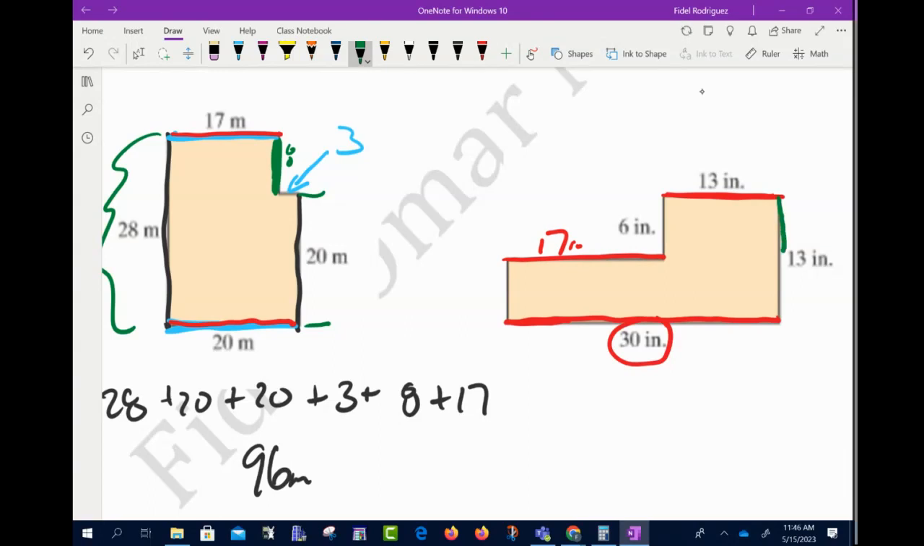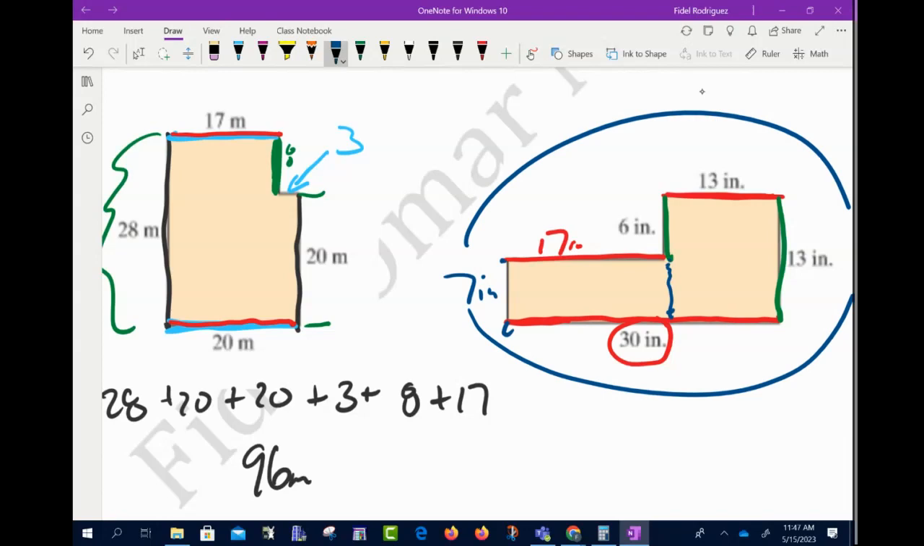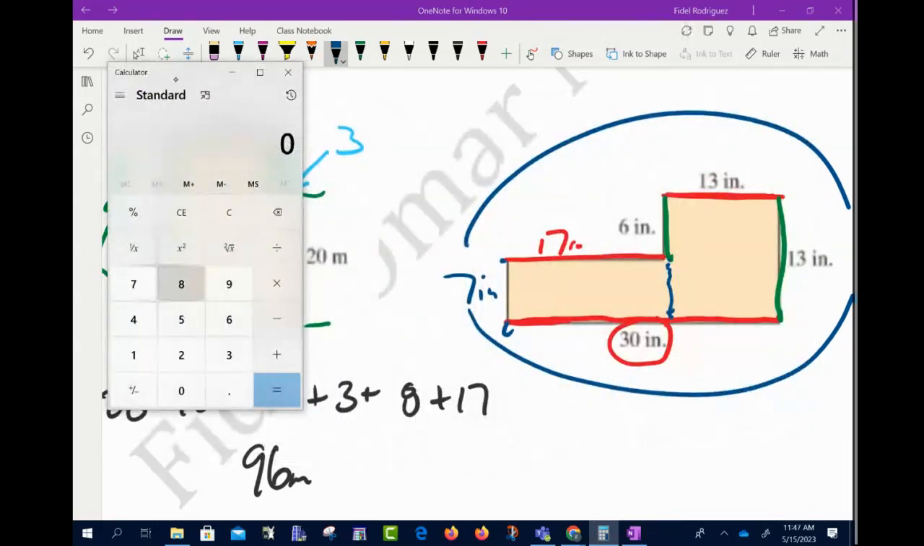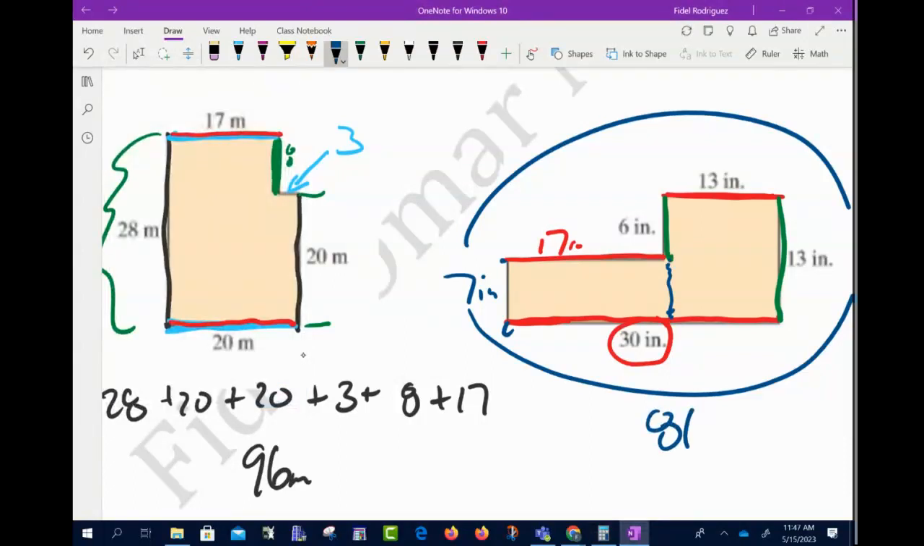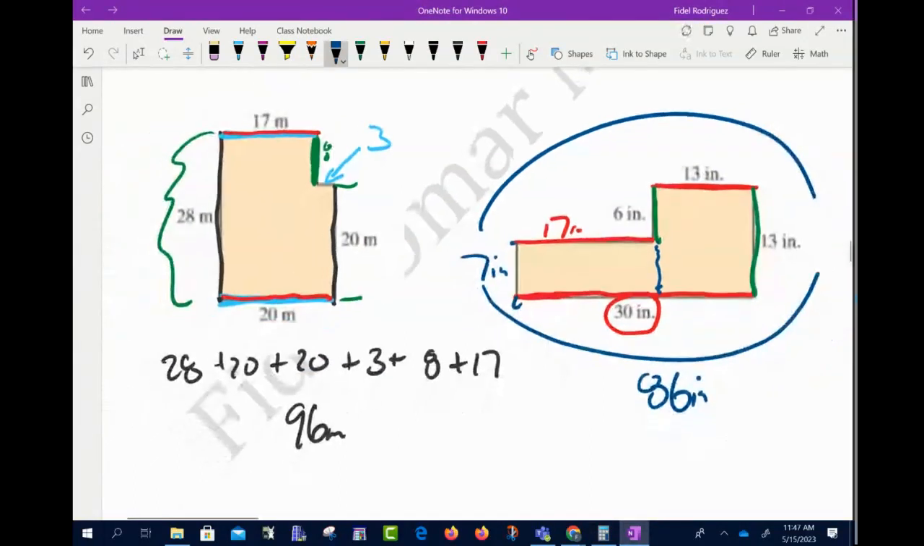Okay, look, y'all, let's do the same thing over here. Look, this top piece here is 13, right? Well, look, if from here to here is 6, how much would the rest have to be? 7. So isn't that going to be 7 then? Because if from here to here is 7, doesn't that mean from there to there it's got to be 7 too? Okay, so look, y'all, let's start adding them up. So 7 plus 30 plus 13 plus another 13 plus 6 plus 17, 86. Okay, 86 inches. There we go.